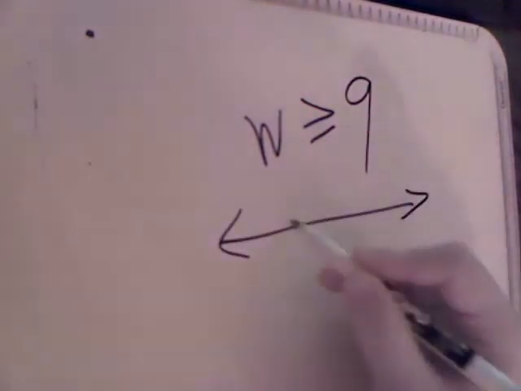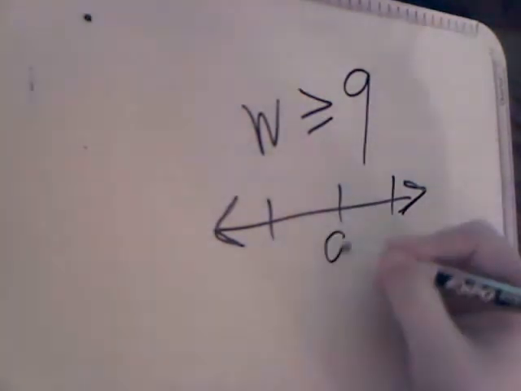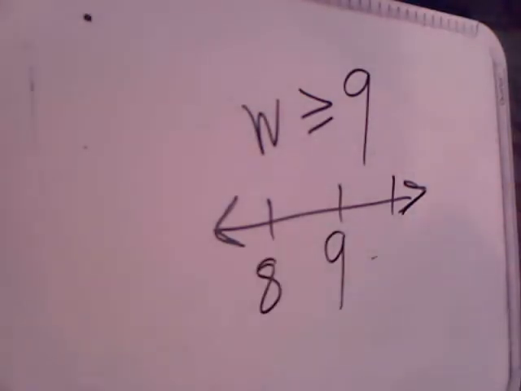Then let's talk about graphing w ≥ 9. The way that you graph this is really the same thing as the way that you graphed greater than, except it's greater than or equal to, which I don't think I said before. So we're going to put our number line. We always have to make sure to put the arrows because the arrows mean that the numbers go on forever. So we're going to put our 9 here. We're going to put one number less, which is 8, and one number more, which is 10.